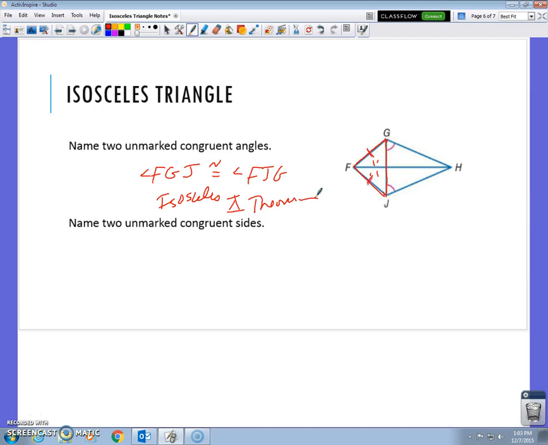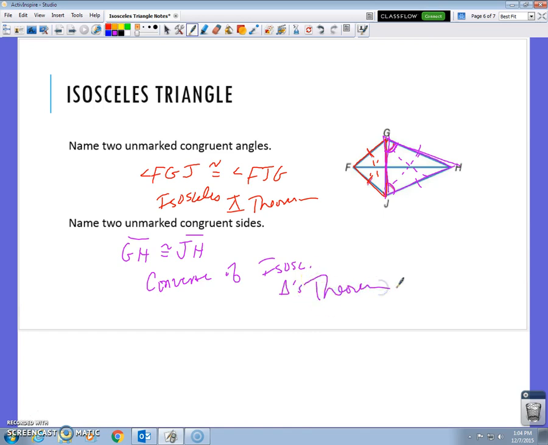And then if I'm looking for unmarked congruent sides, well, they give me this pair of congruent angles. Let's just change colors here so we can see. In this big triangle right here, here's two congruent angles. The sides opposite of them is what the converse of the theorem says must be equal. So I know that GH and JH must be congruent as well. All right, so that's the converse of the isosceles triangle theorem. So pretty basic, I guess. Let's try it in a proof and just see how it works out here.